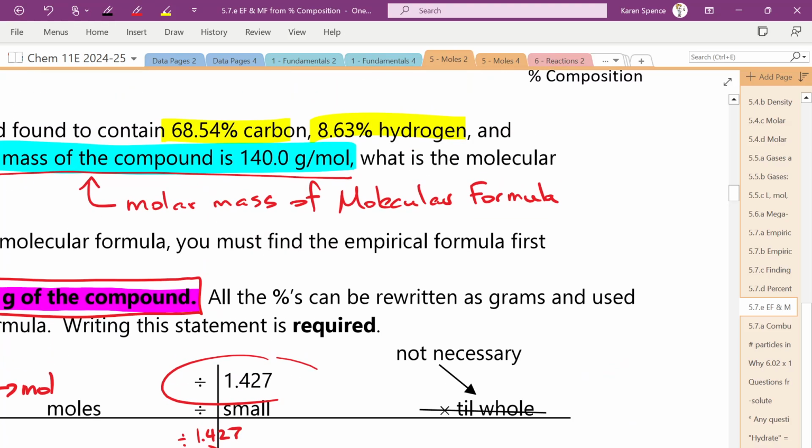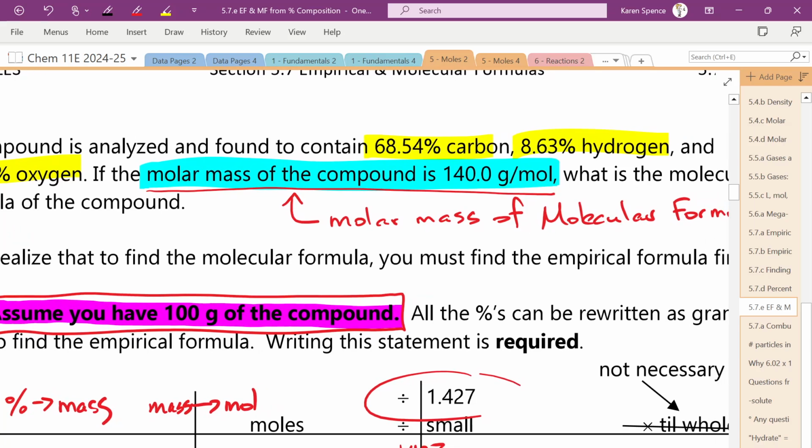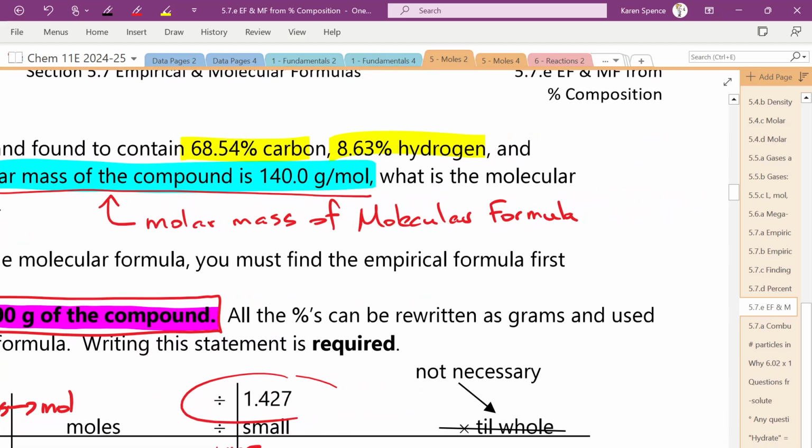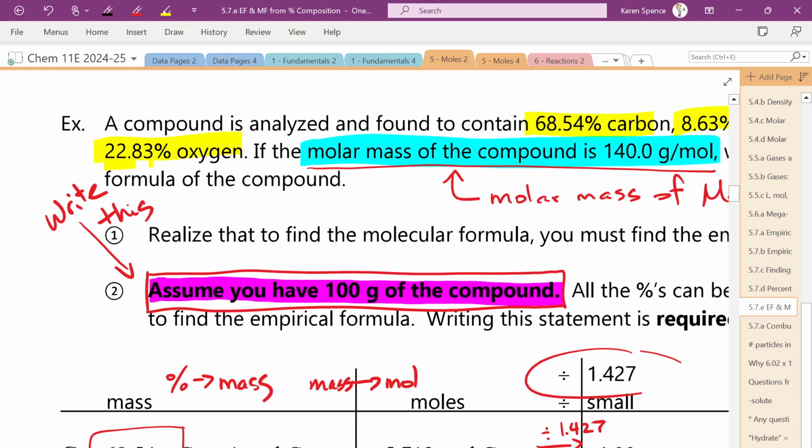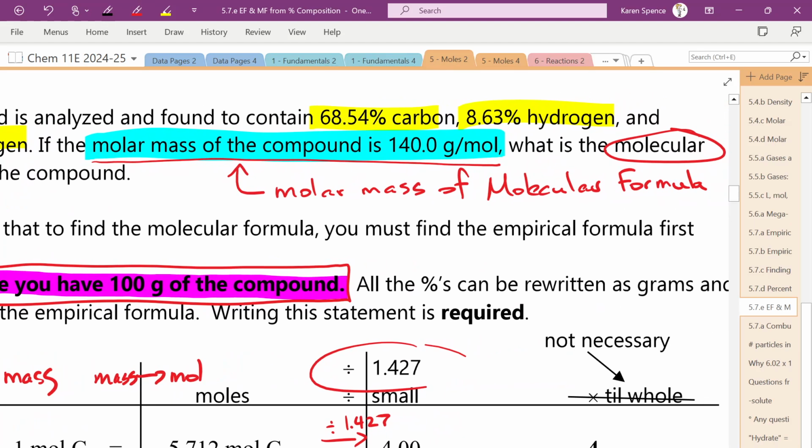Was the question asking me for the empirical formula, or was it asking me for something else? It was asking me for something else. It was asking me for the molecular formula. How do we find a molecular formula if we know the empirical formula and the molar mass of the molecular formula? Tell your partner.